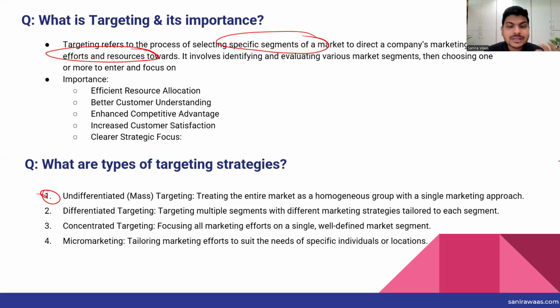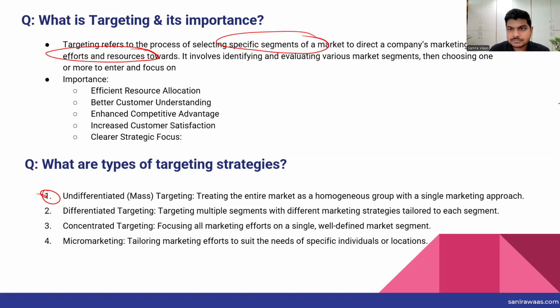Why? We treat the entire market as one group, everyone who wants to buy something on 11.11. So that is undifferentiated. And then we have differentiated targeting, which means we target multiple segments.